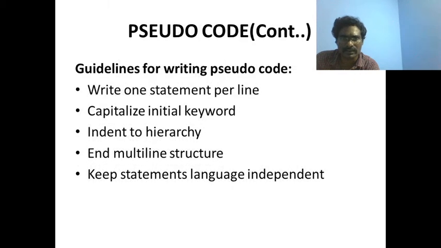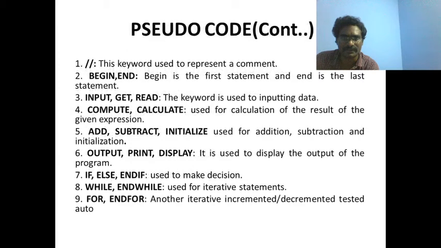And here are the guidelines they have given us. We need to write one statement per line, each keyword should be capitalized, indent to show hierarchy, end multiple line structures, and keep statements language independent. And this is pseudocode.